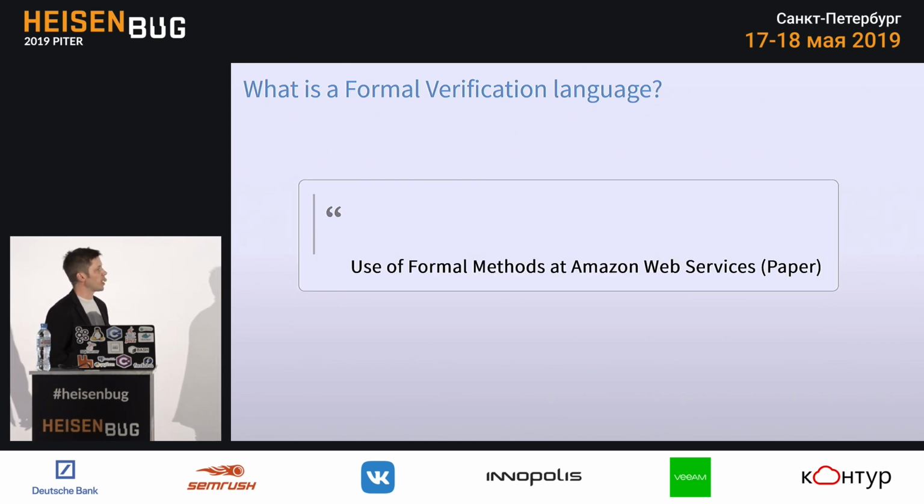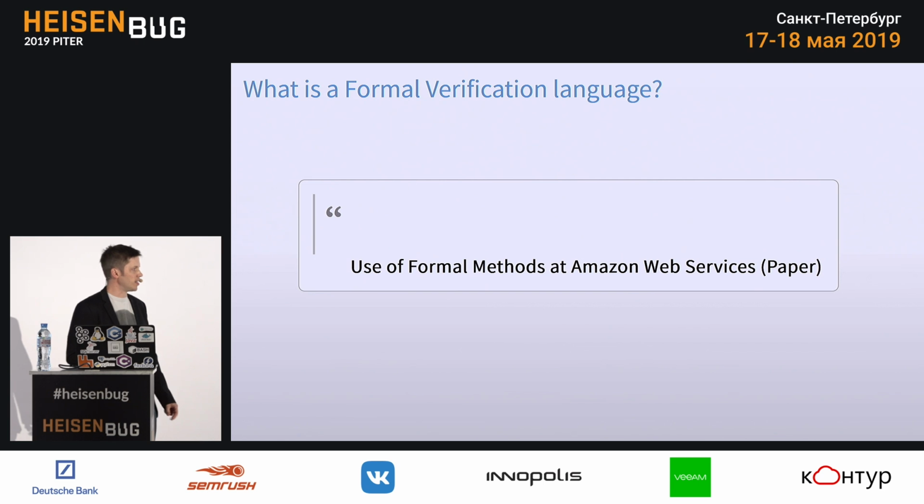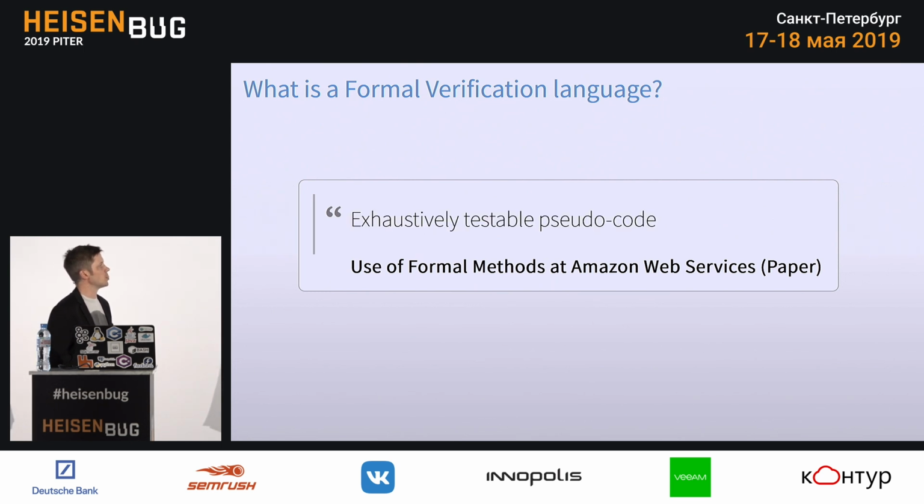In the Amazon paper, the initial teams that used TLA+ to verify S3 and DynamoDB were trying to sell the use of TLA+ and its cousin PlusCal, which is a form of TLA+. The way they put it to their other teams is that it's just exhaustively testable pseudocode. So you don't need to think about it as formal mathematics. You can just think of it as another pseudocode. That sounds pretty cool.